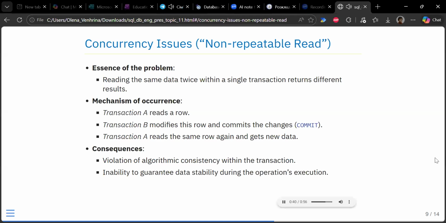When your transaction A accesses this row a second time, for example, for verification, it sees completely different data. This is different from a dirty read because we are reading committed data. The problem is that the data changed right under our feet while our logic was executing, which violates the integrity of the system's state perception within a single transaction.